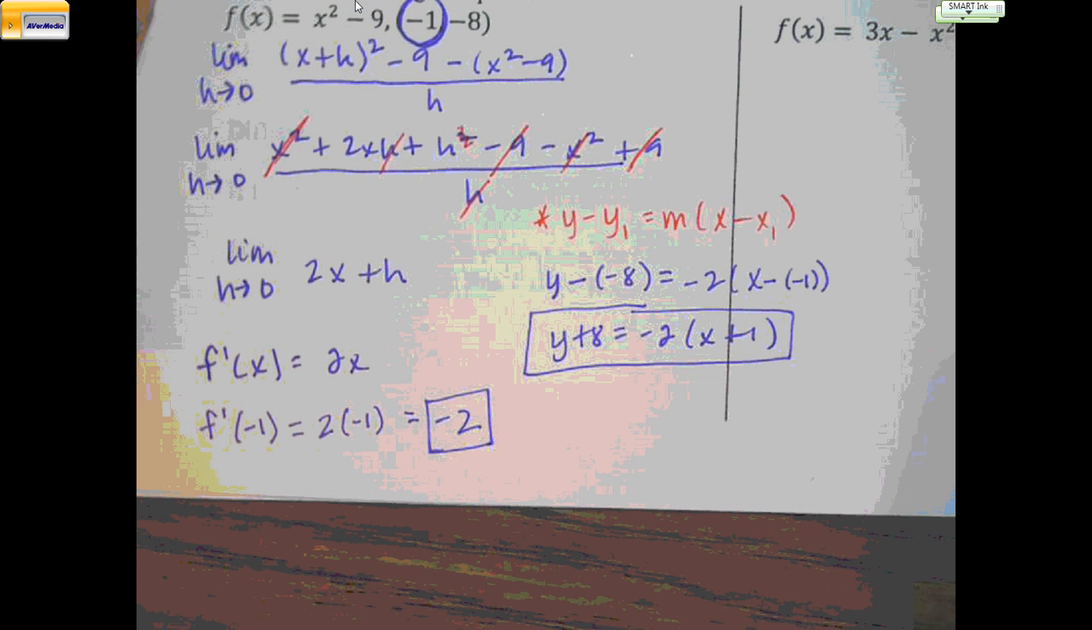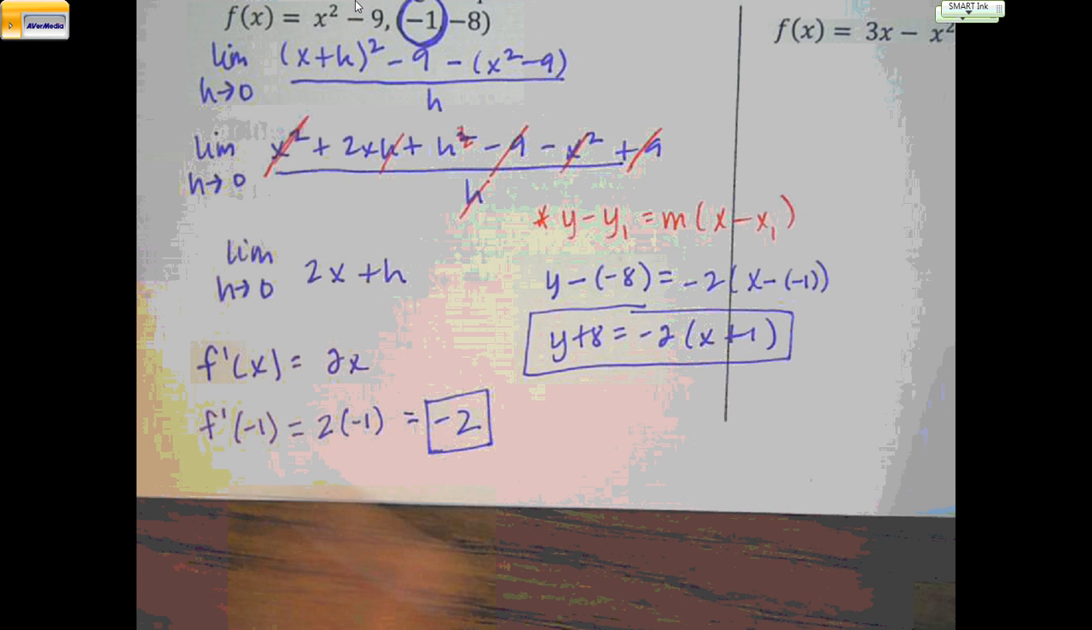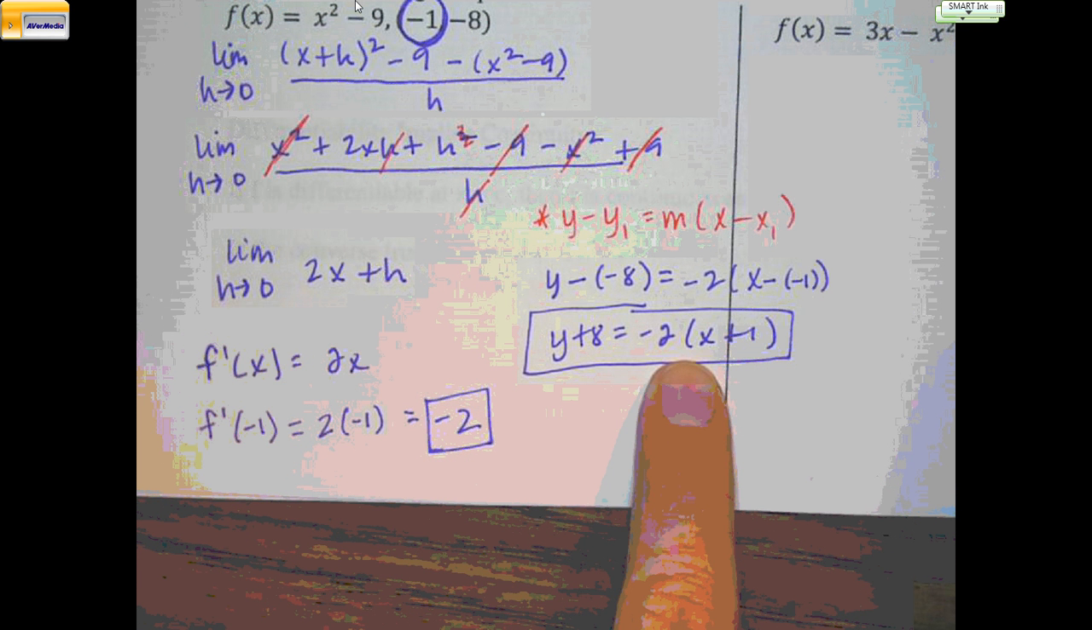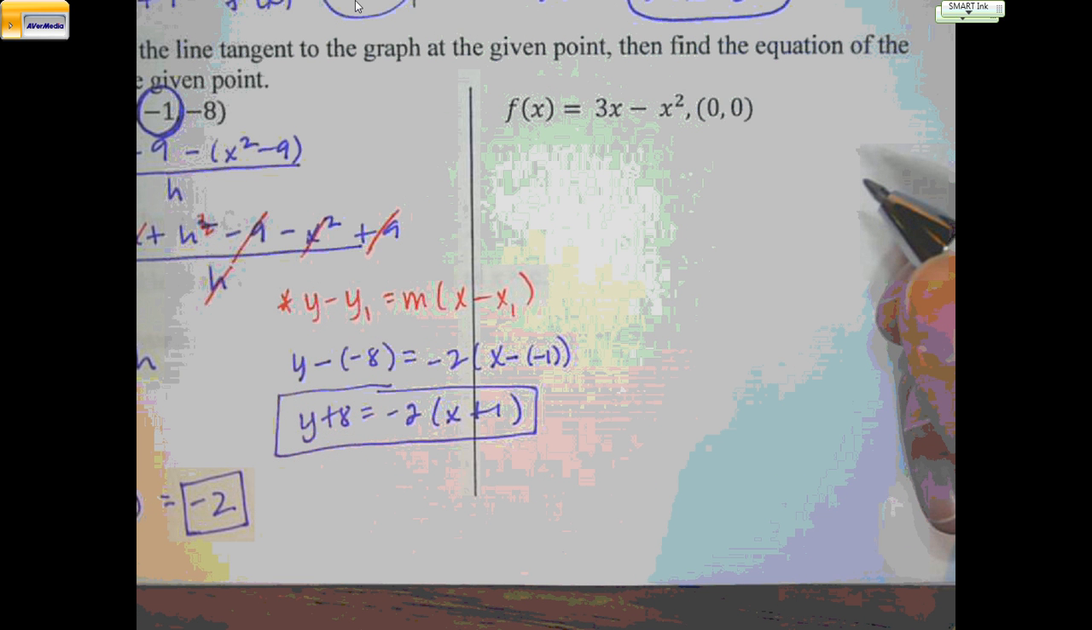All right. You've seen the process. You find the derivative. You plug in the x value. There's your slope. Use the point slope formula. Plug in both values, and you're done. Use that process on the last one. Go.